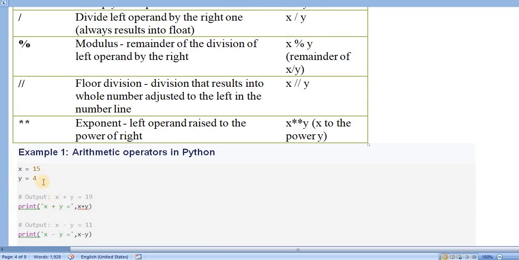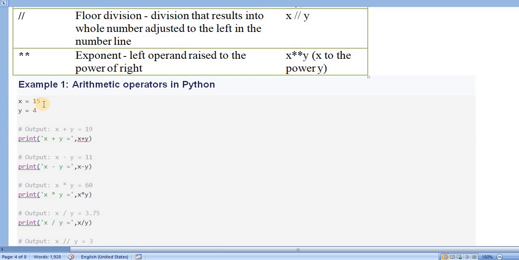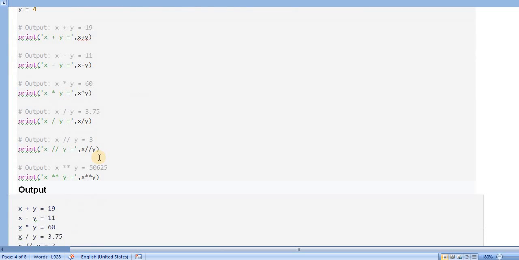Okay, and here the example, x is 15 and y is 4, so x plus y will return 19. Okay, so x minus y, so x is 15 and y is 4, so 15 minus 4 you will get 11. X multiplied by y means 15 multiplied by 4, you will get 60. X is 15 and y is 4, so when you divide you will get 3.75.